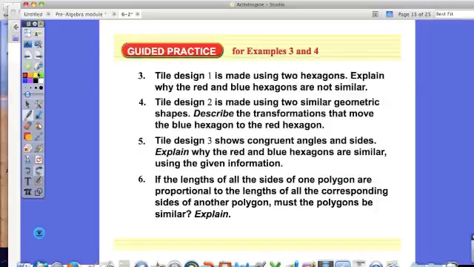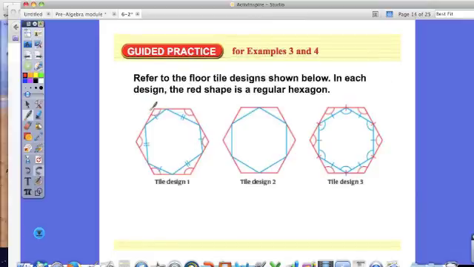So tile design 1 is made using 2 hexagons. Explain why the red and blue hexagons are not similar. In order for them to be similar, all of the sides have to have corresponding ratios. And in tile design 1, all of the red sides are the same size. In the blue hexagon, 3 of them are congruent, they appear to be shorter, and 3 of them are congruent to each other and appear to be longer, but not all 6 are congruent to each other, therefore they're not going to be similar.